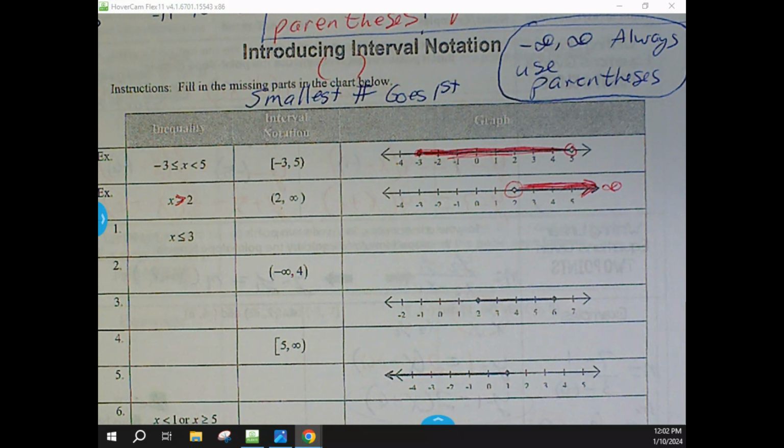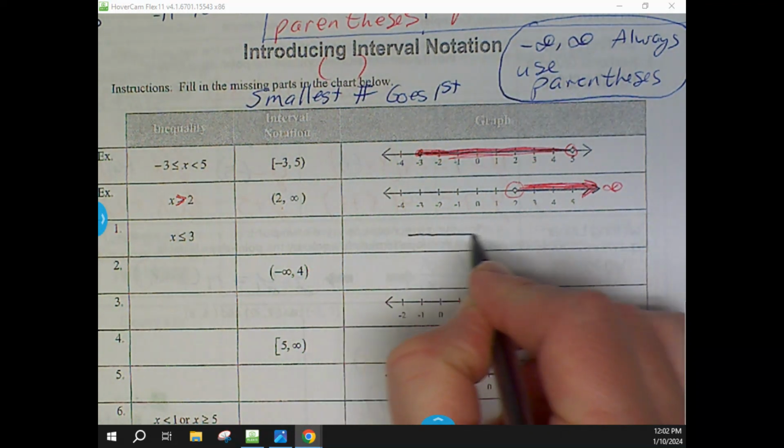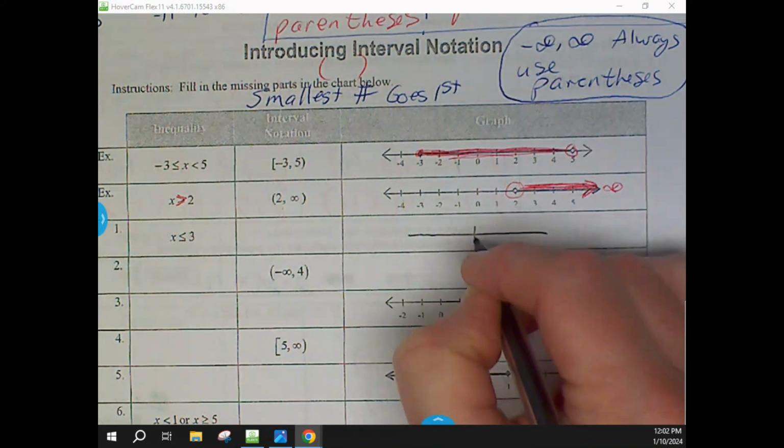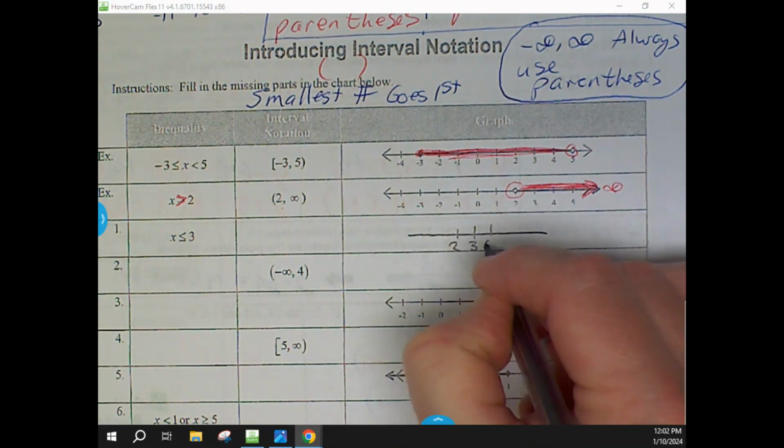Okay. All right, now number 3. This is the first one we actually get to graph up here. So when you graph this one, and again, you don't have to put every single number like they did, if you just want to put 2, 3, and 4, I'm good with that.